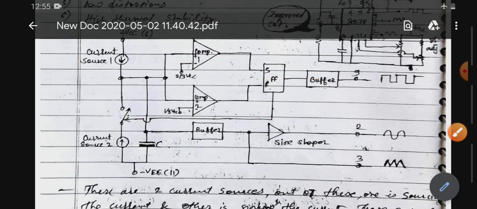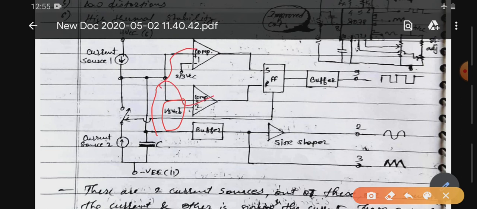As you can see, the negative reference level is 1/3 VCC, and the capacitor voltage is given to comparator 2 and comparator 1 both. So the two voltages will be compared by comparator 2 during the discharge. When the capacitor voltage reduces below the negative reference level during discharging, comparator 2 resets the flip-flop, and current source 2 is switched off. Then current source 1 again begins charging the capacitor.